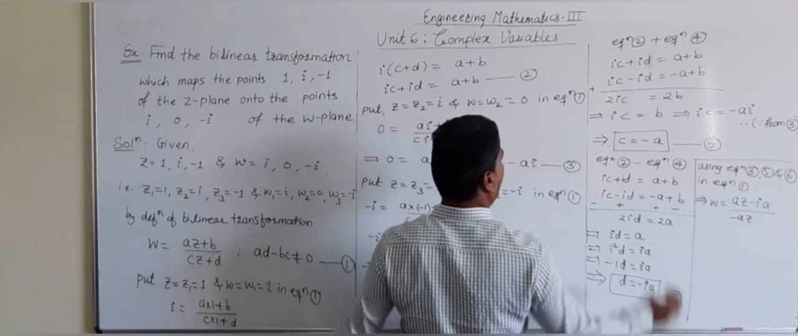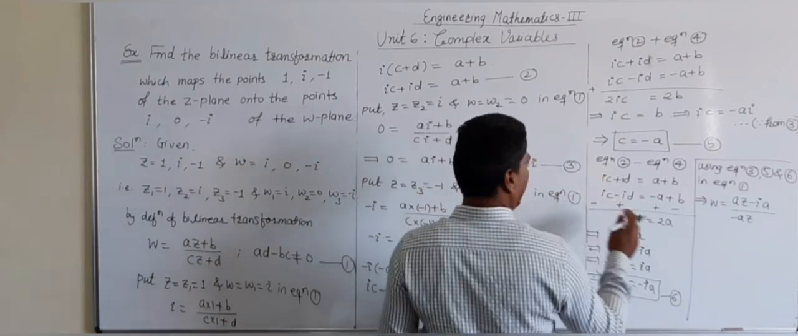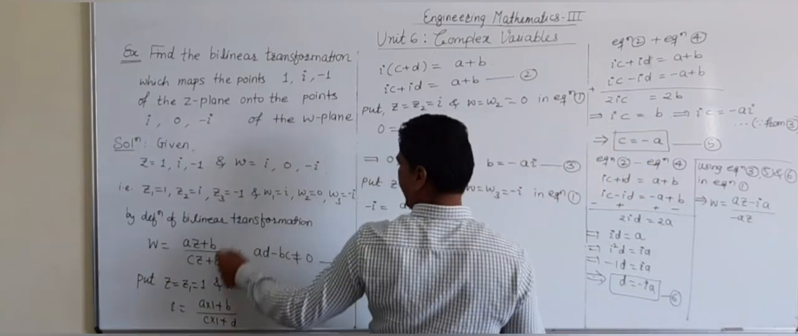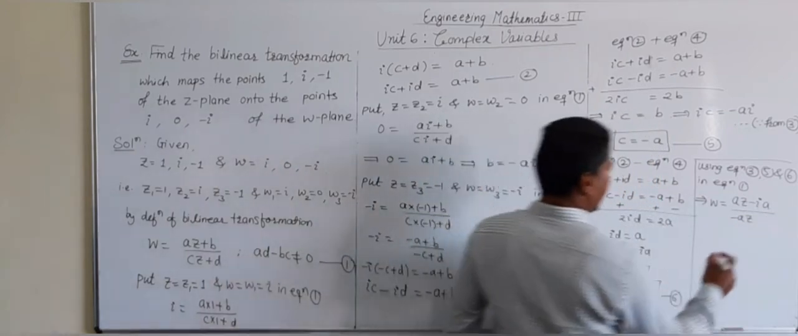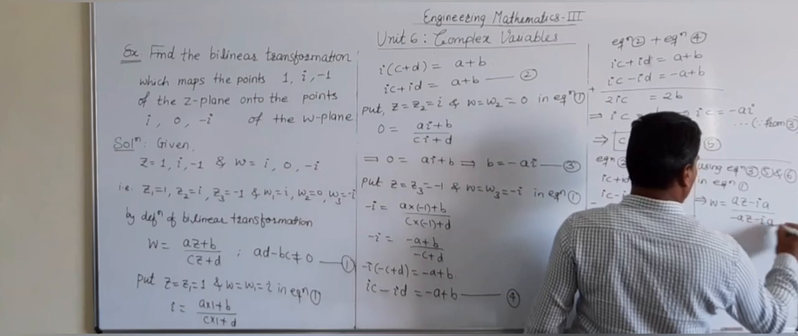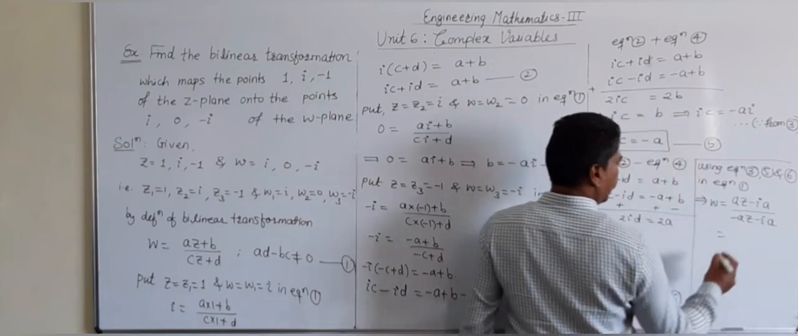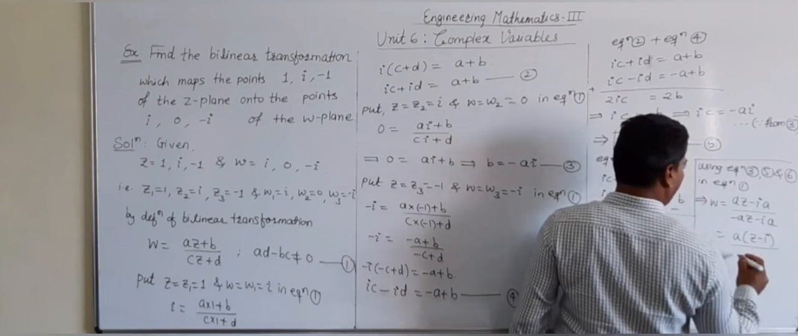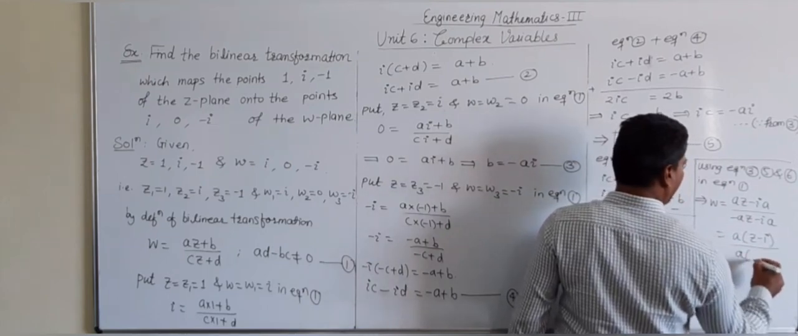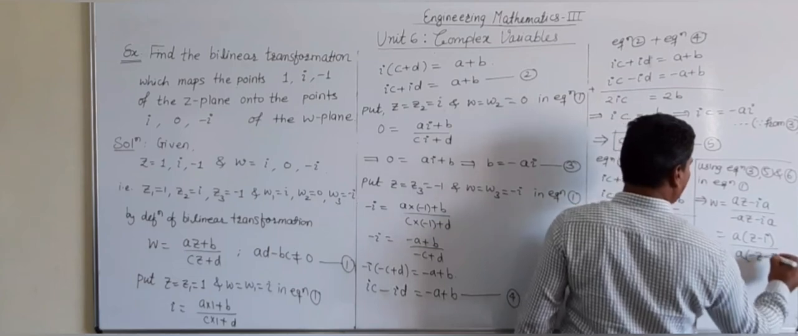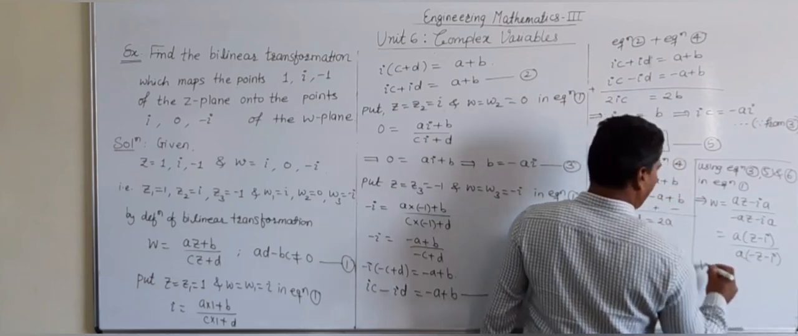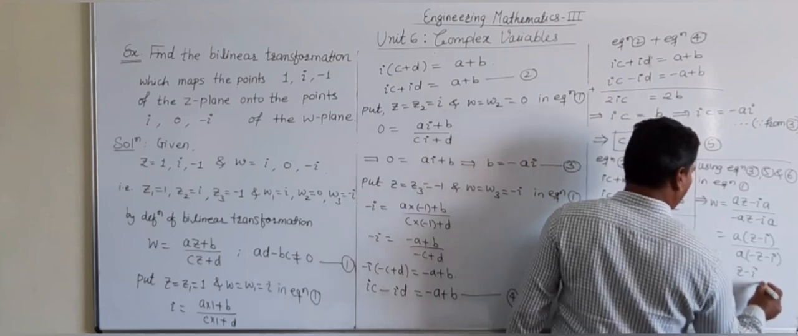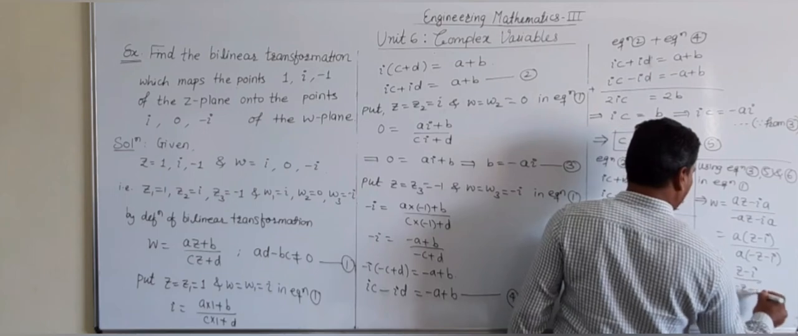And then plus D, value of D. Sorry, here is value of B, which is minus A. Okay, no problem. And then value of D is minus IA. Okay. So take A common from these two equations. We get A into bracket Z minus I divided by A into bracket minus Z minus I. So A will get cancelled. So we get W is equal to Z minus I divided by minus Z minus I.